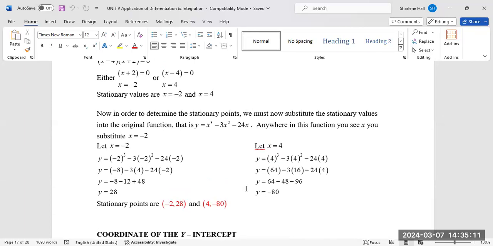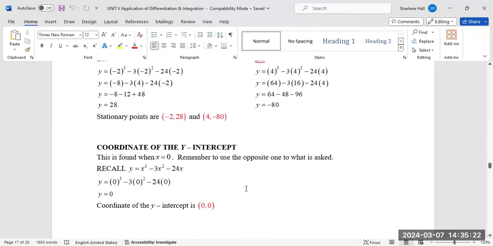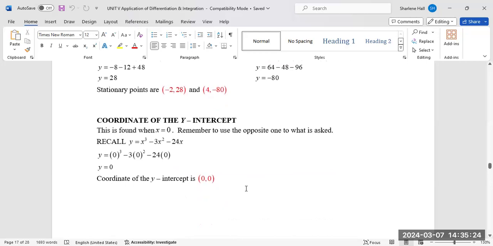Anybody in the class that didn't get this as a stationary point? All right, no response. For my y-intercept, I got 0, 0. Did you get that? Yes, sir. What you got, Chantan? 0, 0. Who didn't get that for the y-intercept?